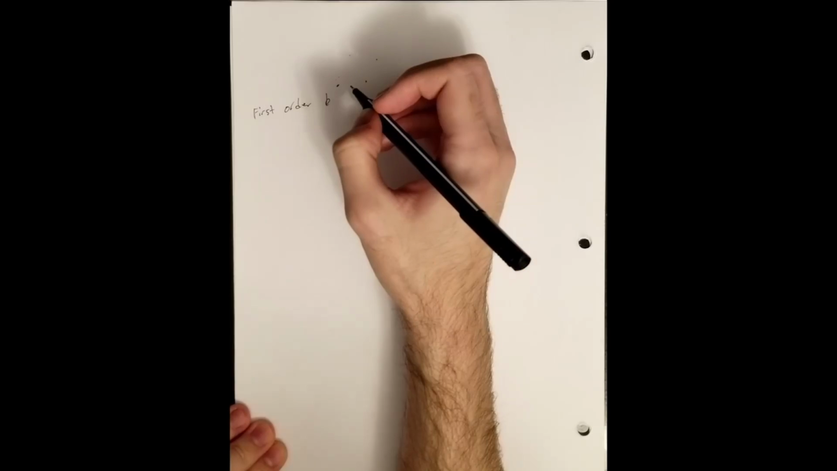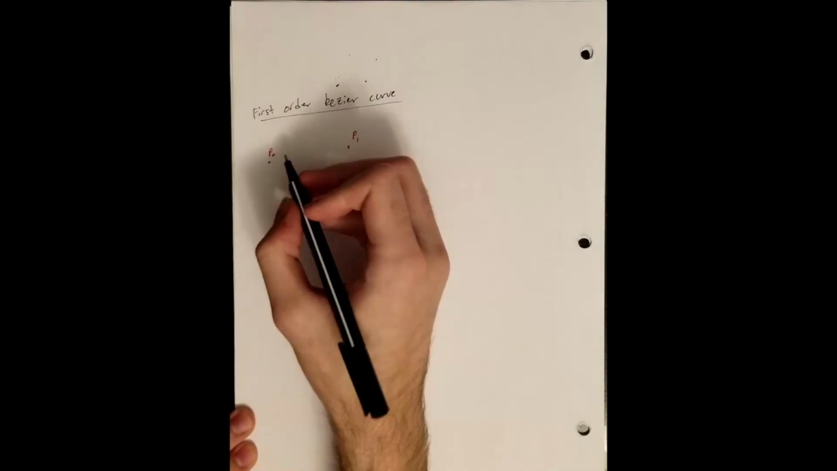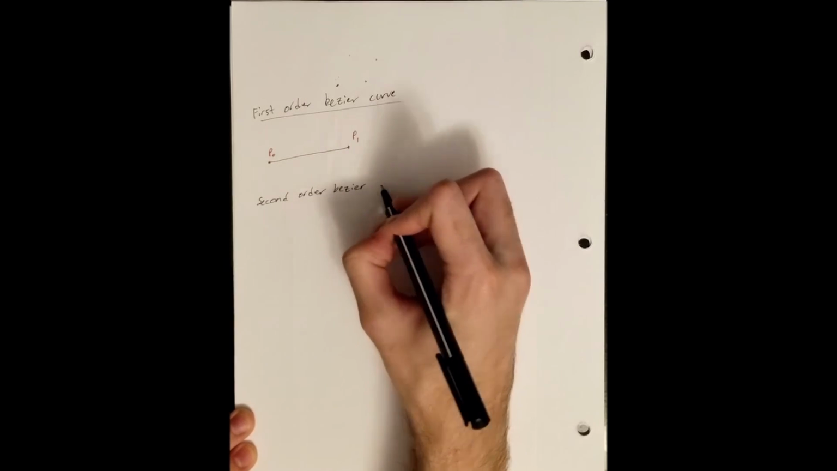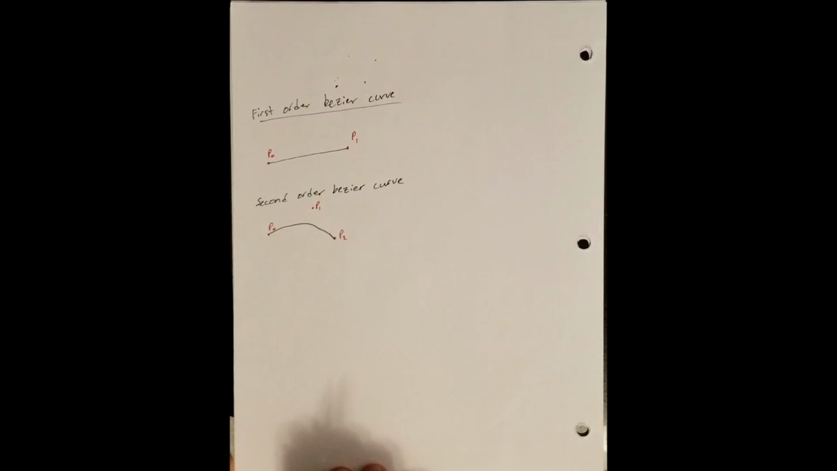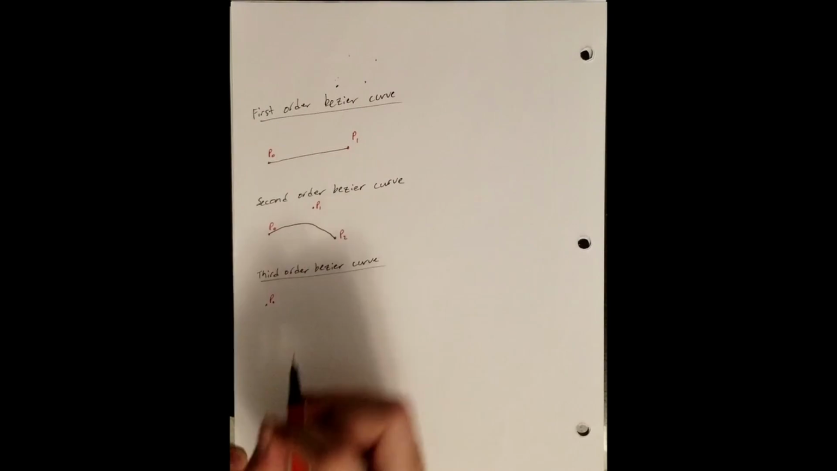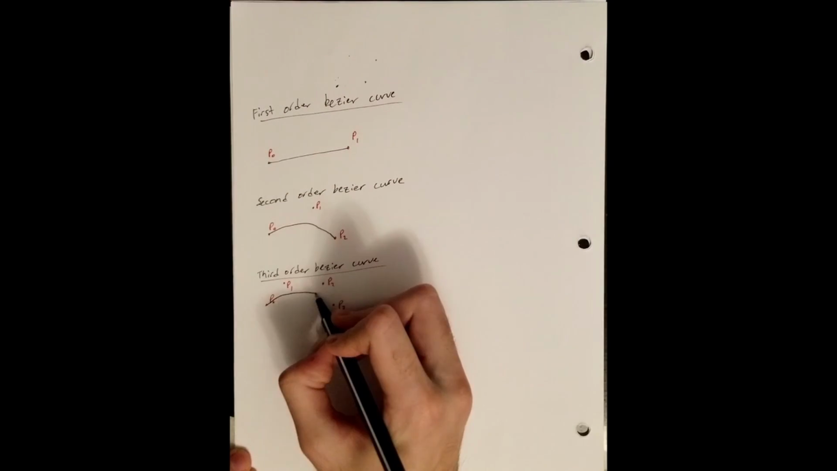There are also Bezier curves. These are curves defined by control points so that the curve is continuous. A first-order Bezier curve has 2 control points and is a straight line. A second-order Bezier curve has 3 control points and is a quadratic curve. A third-order Bezier curve has 4 control points and is a cubic curve.